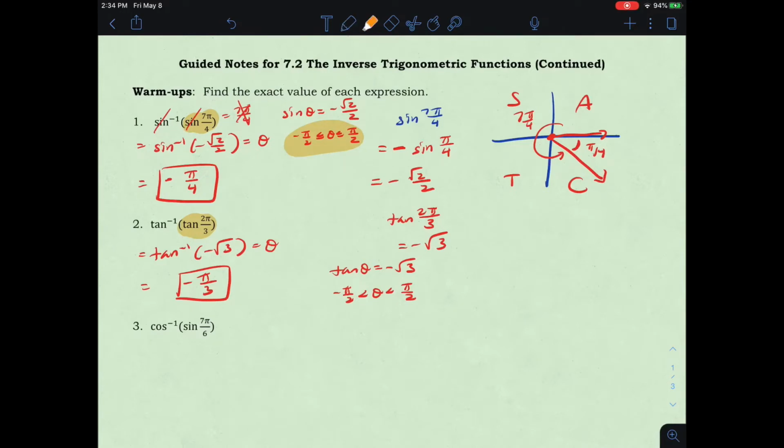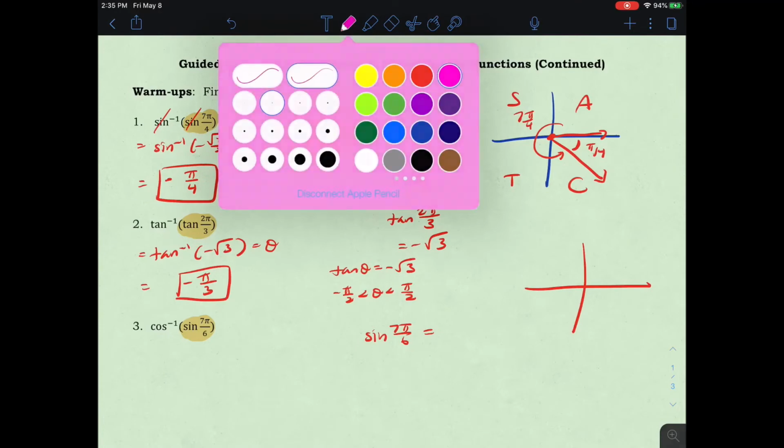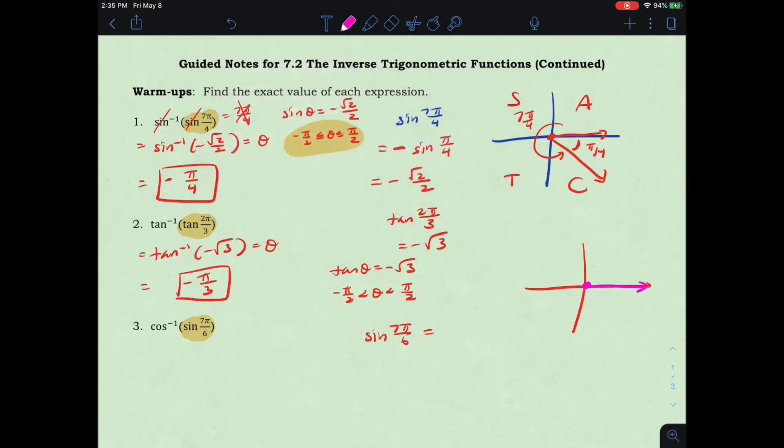And then lastly, for number 3, same deal, work inside out. I'm going to first find sine of 7 pi over 6. If you don't remember how to find sine of 7 pi over 6, you can again always draw your angle in standard position. Here my angle is in quadrant 3. In particular, I want to look at the reference angle right here. My reference angle is just pi over 6.